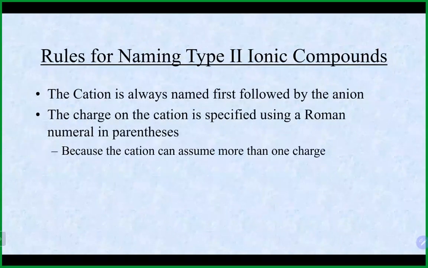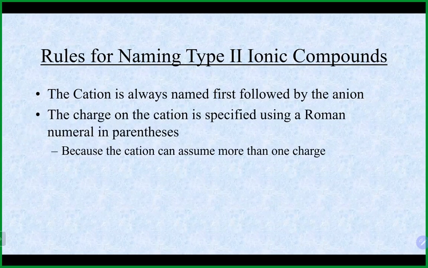So as we talked about, with type 2, we use the Roman numeral to indicate the charge. And whenever a metal's involved, it is always the most important thing to look at. As we talked about with type 1 and type 2, it's the metal that you always want to look at.